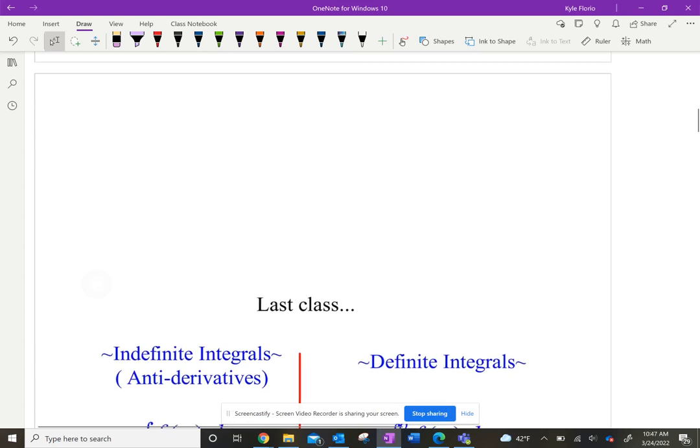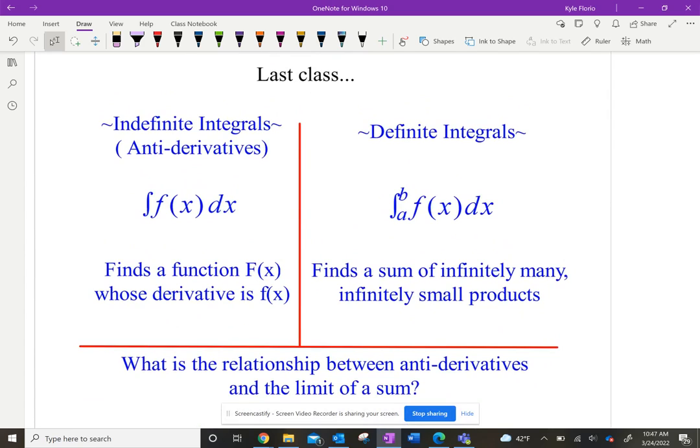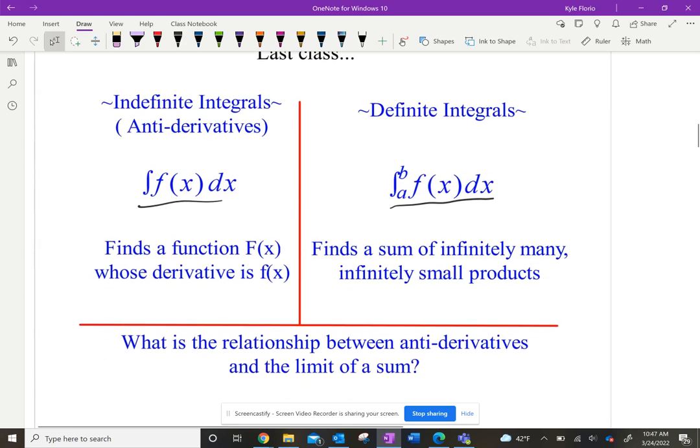So we've talked about antiderivatives, which is finding the antiderivative function f of x. It finds what we call capital F of x, and a definite integral finds the sum of infinitely many, infinitely small products. So this was approximating for area, and one was giving us a family of functions that were the antiderivative of the original function. And then how are these related? Because an indefinite integral and a definite integral seem to be doing two completely different things.